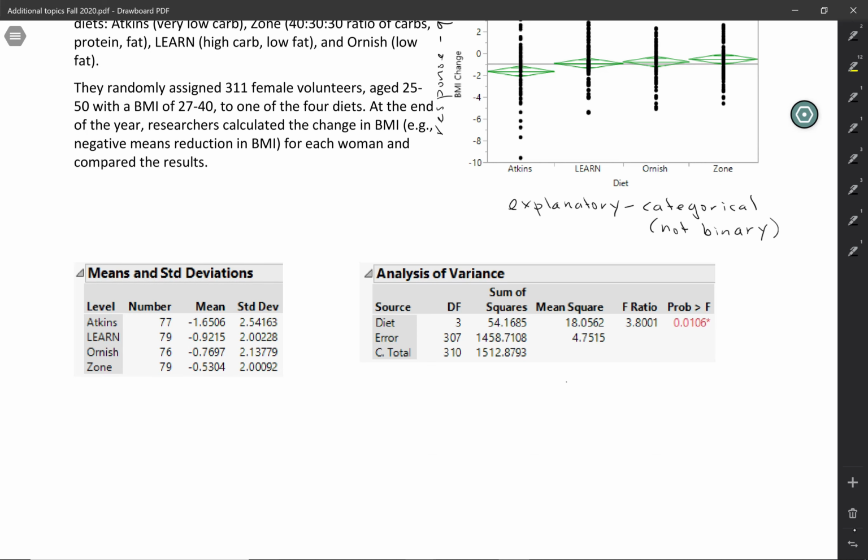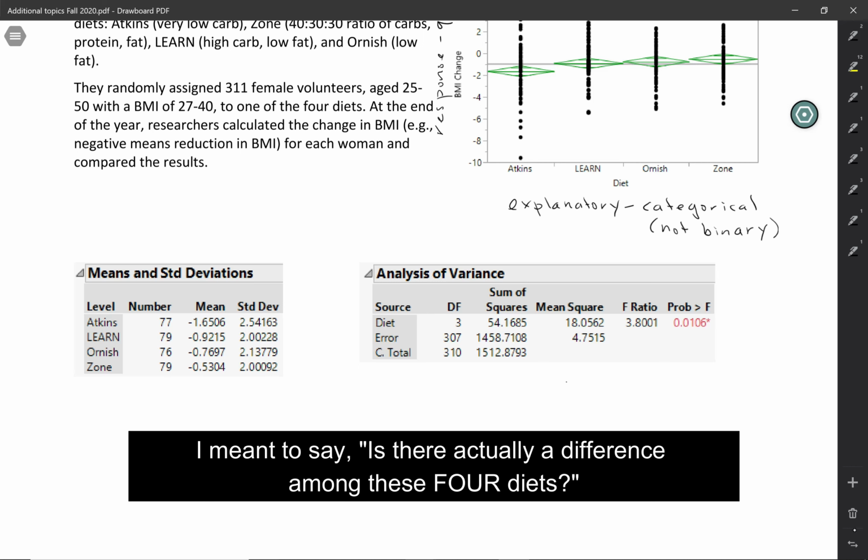So you can see some of the JMP output here. These all have negative values for the mean. So that means that BMI was reduced on average for all 4 of these. You can also see the standard deviations. And we're trying to decide if there's actually a difference between these diets.